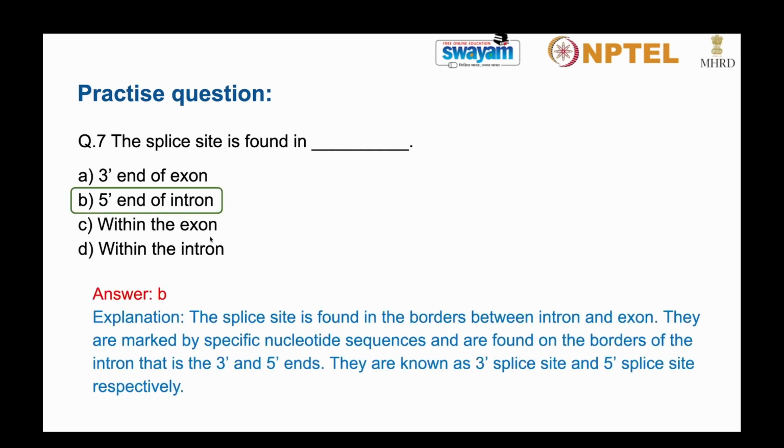It is not within the exon, and it is not within the intron, but it is lying at the border, which means it is not conserved in that exonic part. It is after the 3' end of the exon. So hence it is contained in the 5' end of the intron. Hence option B will be correct and not option A. So I hope it is clear.